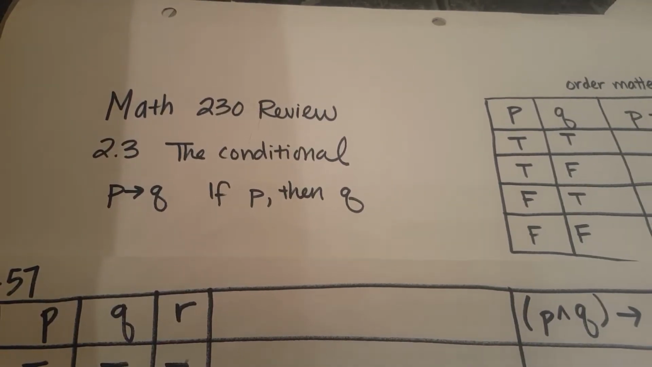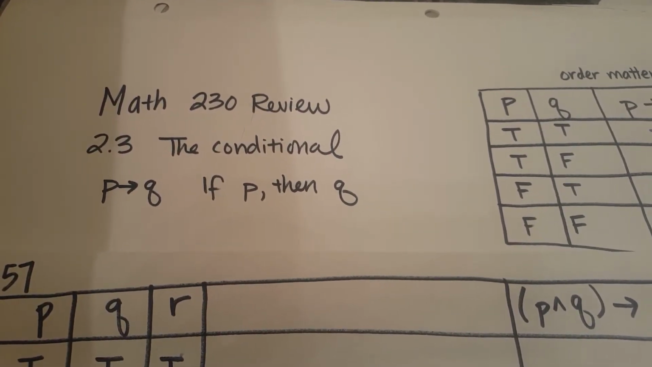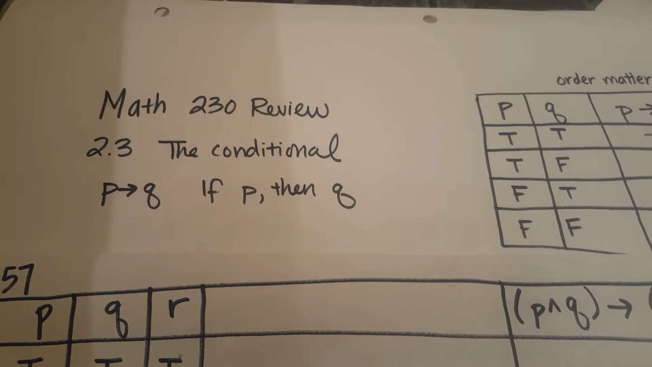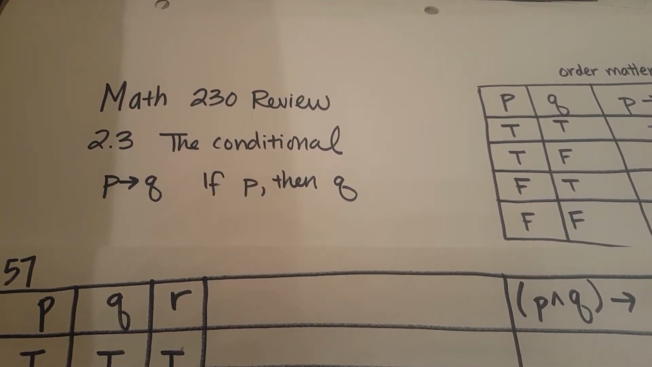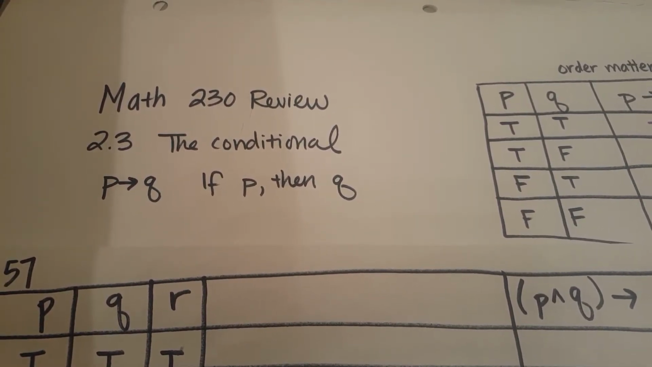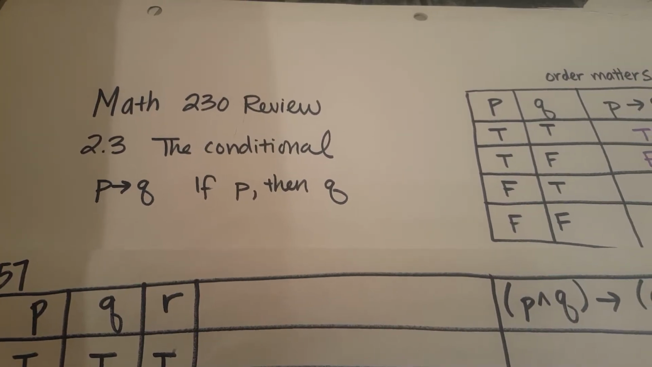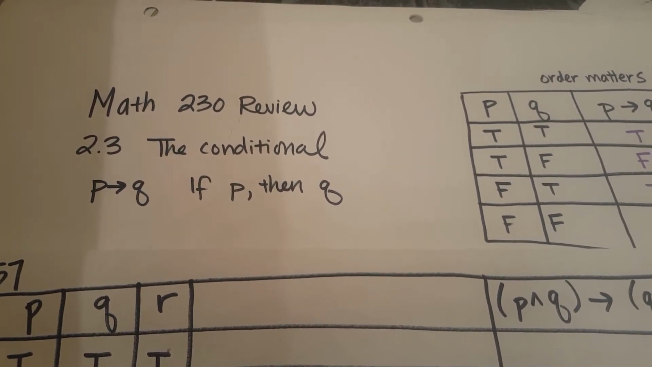It is time for the Math 230 review of section 2.3, the conditional, part 2. For this lesson, I'm going to do a larger truth table that involves P, Q, and R, and then I'm also going to do some weird if-then statements about concluding.